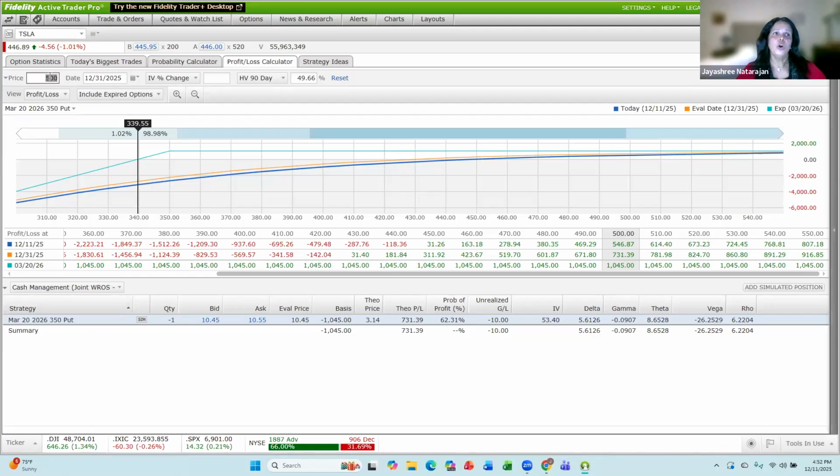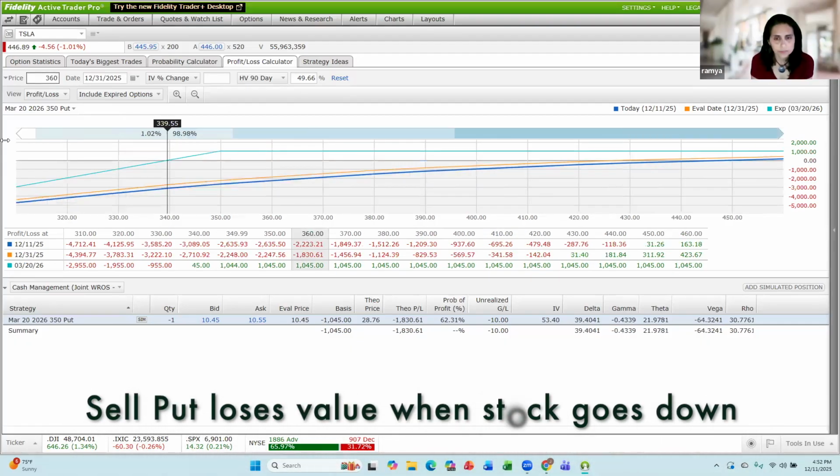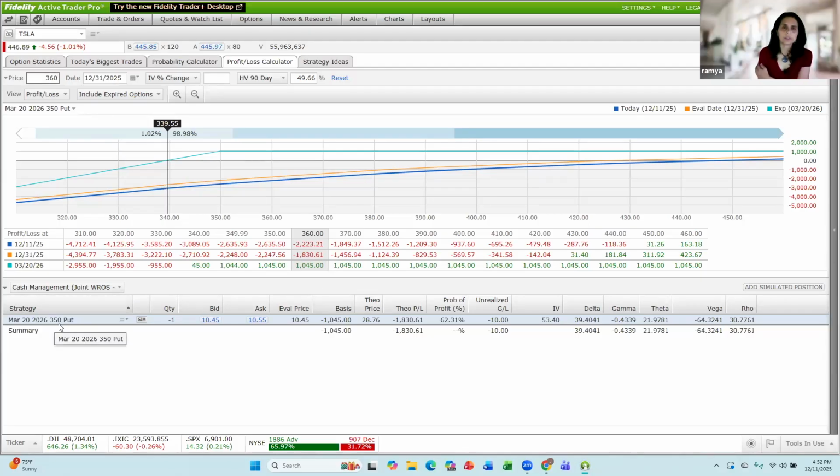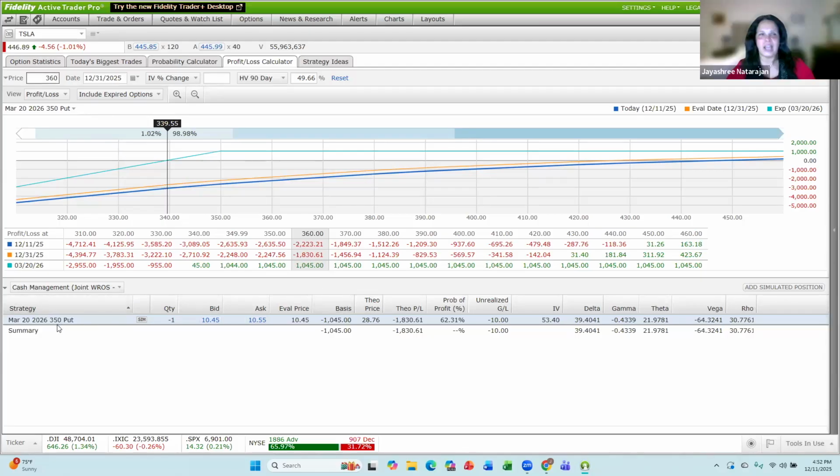Let's say instead of going up, it goes down to 360. What will happen is this contract will actually have a loss of 1,830. Because sell put is a bullish strategy, and it has gone against your belief, this is losing value. But you can simply roll it, you can book the loss, or you can just stay put and wait for the short put and then take the assignment if that happens.